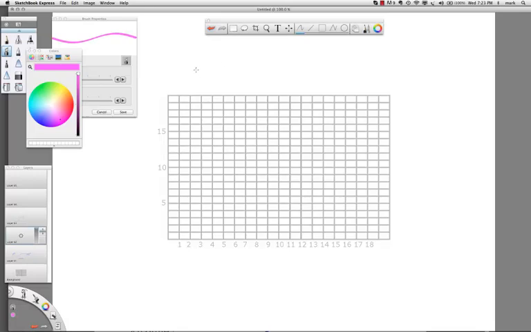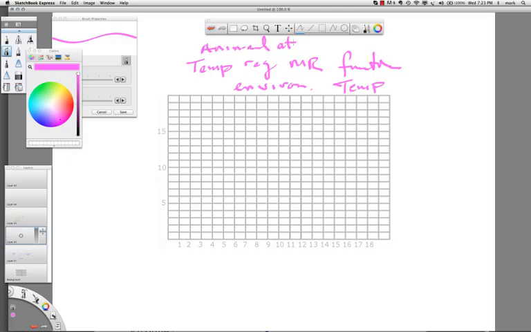Let's draw a graph of a temperature regulating animal. Metabolic rate as a function of environmental temperature. Now, when we draw these graphs, the animal is always at rest.